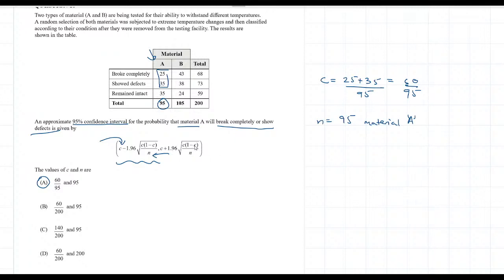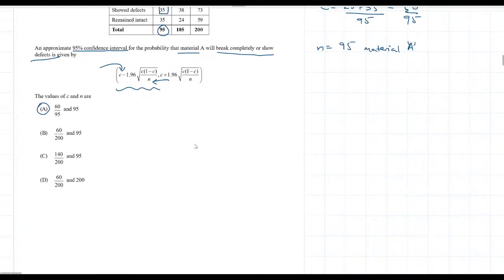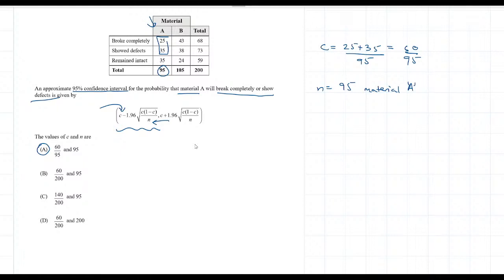Okay, so that's all the questions. If there are any questions on how to do any of these or any further clarification, please let me know.